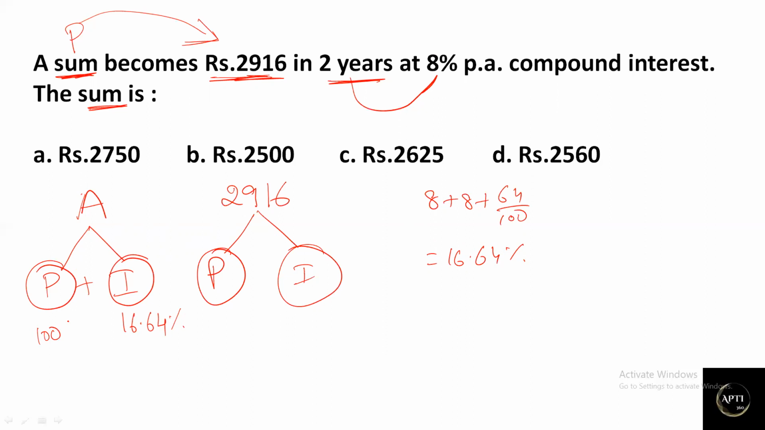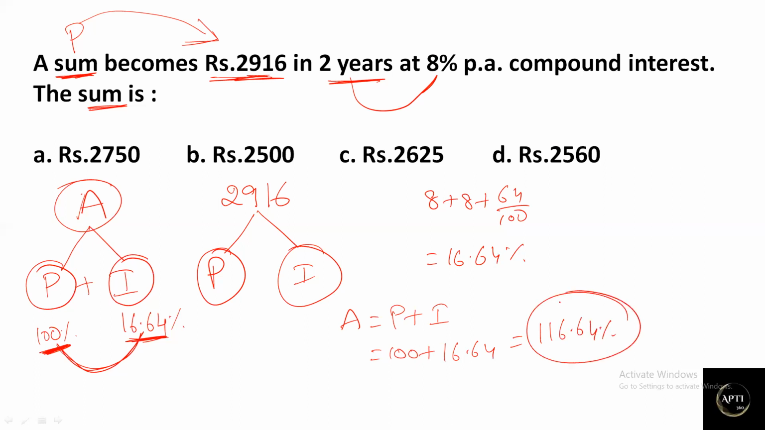Now what is principal amount? Principal amount is 100%, correct? Now if you observe these two values, already we know that here principal amount we need to find, interest 16.64 we got, and total amount value is given. Now can I say the total amount is nothing but principal amount plus interest. What is principal amount? 100 plus what is interest? Compound interest 16.64. What is total amount? Can I write it as 116.64%? Now it will be easy. 116.64% is nothing but amount.